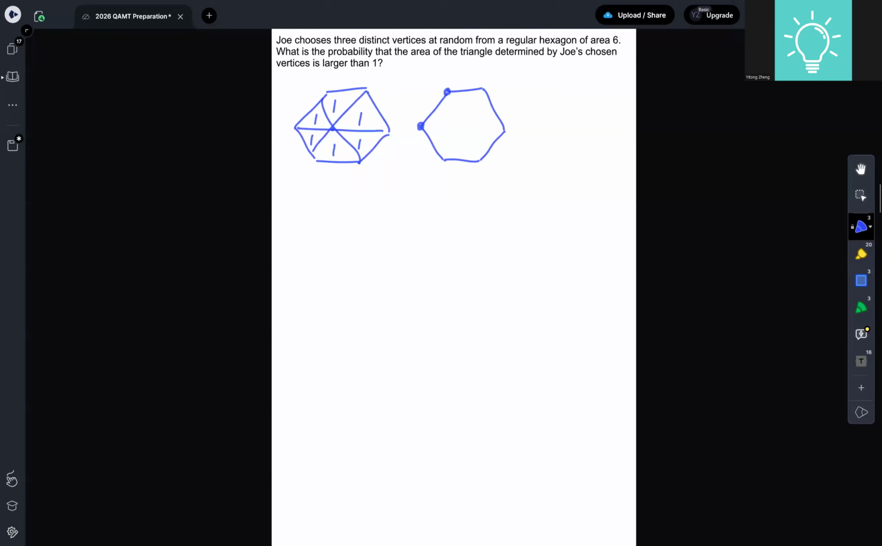If we choose 3 consecutive vertices, this triangle here, what is the area of that? Well, if we consider chopping this up, we can see that all 6 of these triangles have the same area, and that's also going to be 1. So the area of this triangle here is 1, because it's 1/6 of the regular hexagon.